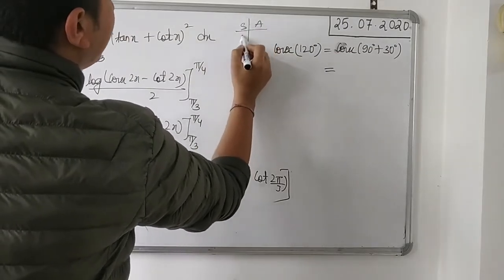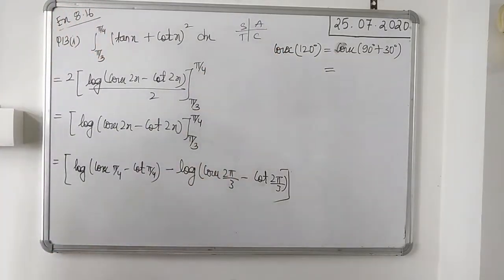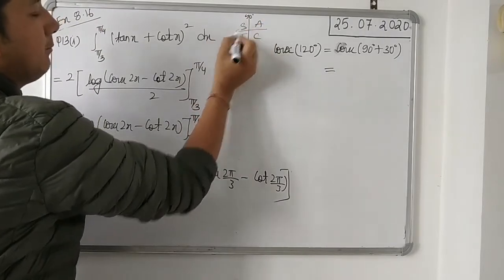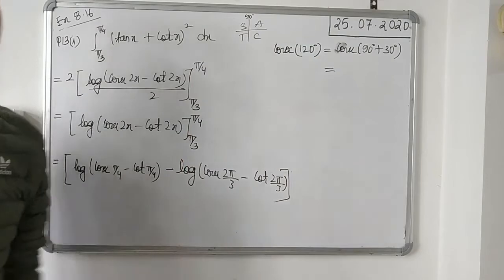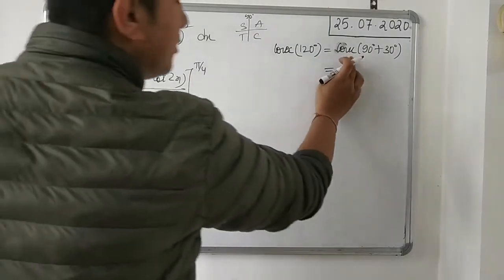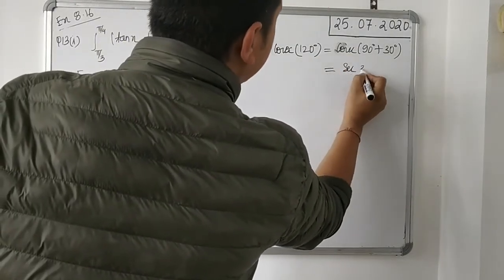So all sine, tan, cos. Isn't it? So 90 is out here. So 90 plus 30 and cosec. It lies in the first quadrant. In the first, cosec is positive. So cosec changes to sec, isn't it? So this is sec 30 degree.